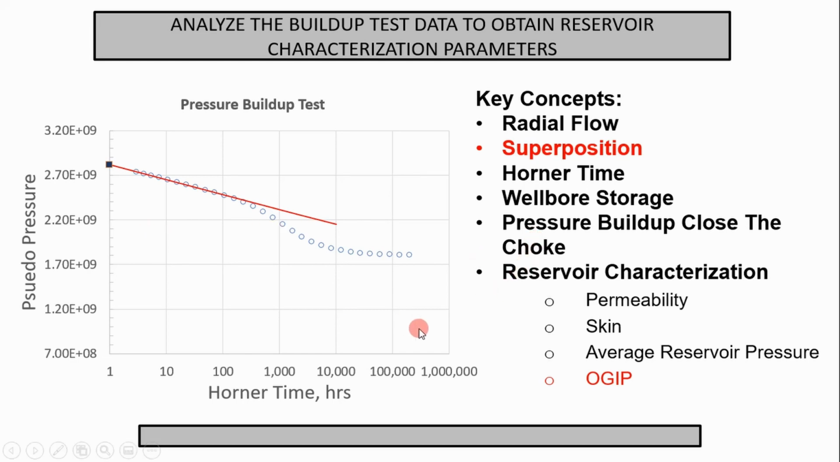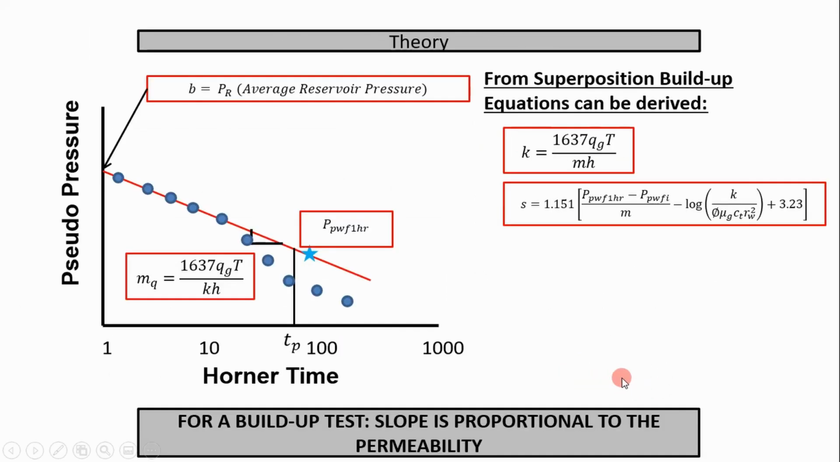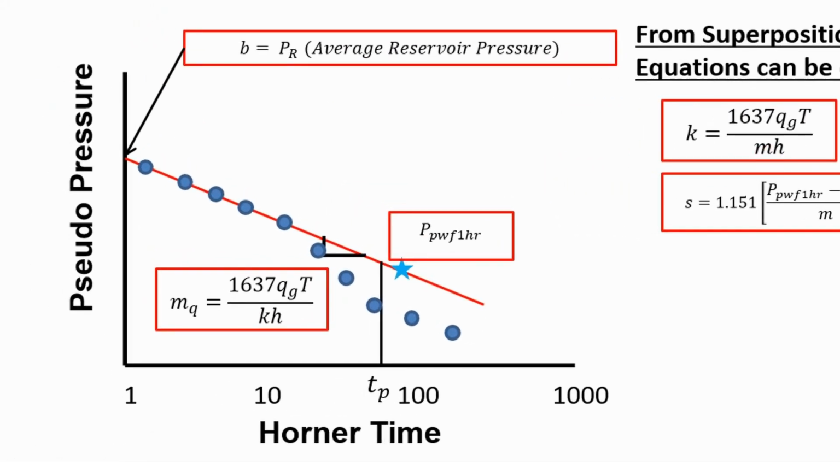And then from this buildup test we're going to go through today, we're going to be able to show you how to get permeability, skin, and average reservoir pressure. You can also get original gas in place if you have another pressure using material balance, but we're going to cover that later. Before we get into it, I kind of want to discuss the theory. Before you get into the equations, just realize there's some key information you need to obtain from this plot.